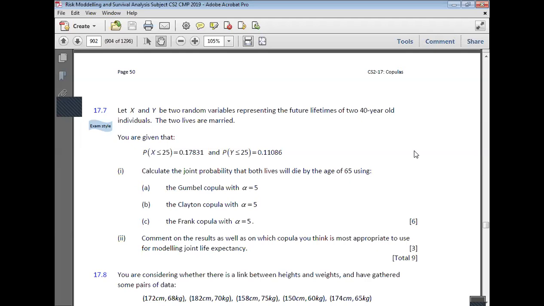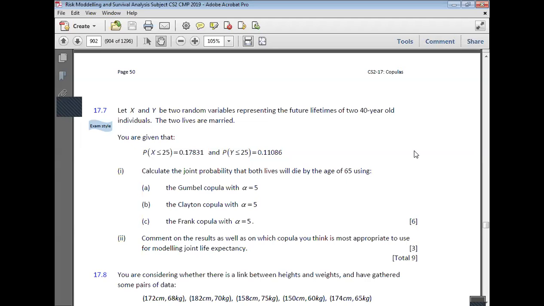I mean, we know the probability that x will be less than or equal to 25 is something and y less than or equal to 25 is something. But they're asking me to figure out a joint probability that both lives will die by the age of 65. So in essence, what I'm asked to do is find the probability that x will be less than or equal to 65, comma, y will be less than or equal to 65, right? Is that what I have to figure out?